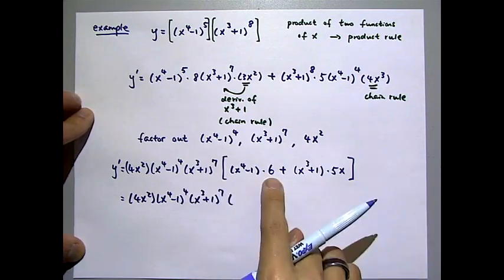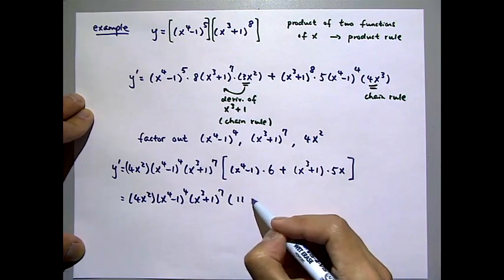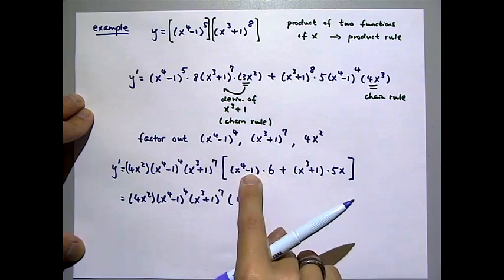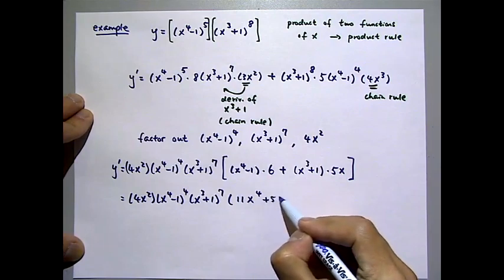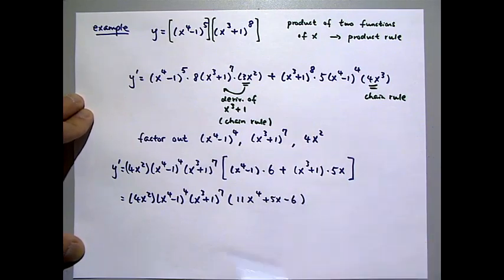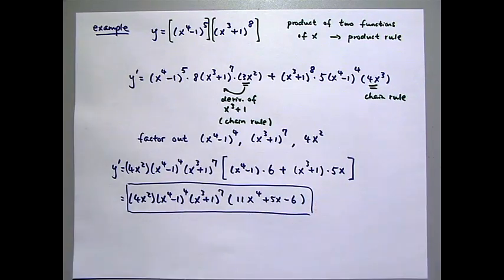So inside here we got 6x to the 4th plus 5x to the 4th. That's 11x to the 4th, minus 6 plus 5x. There we go. Okay, the big things up here, that's just simplifying stuff, doing algebra. Here we have 2 chain rule applications inside 1 product rule.